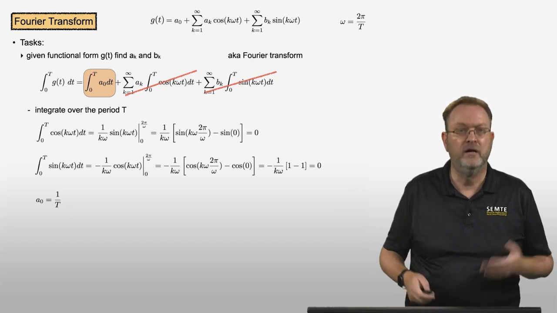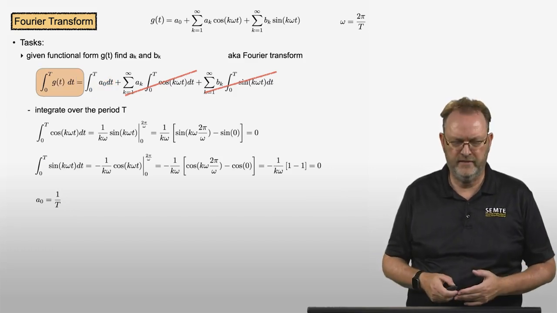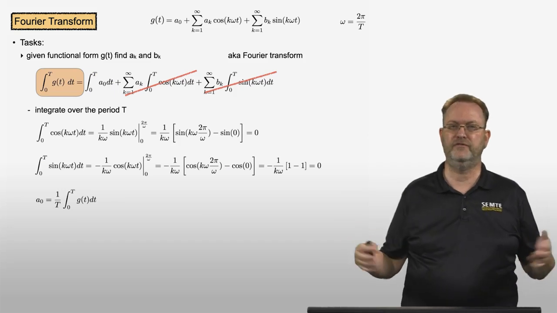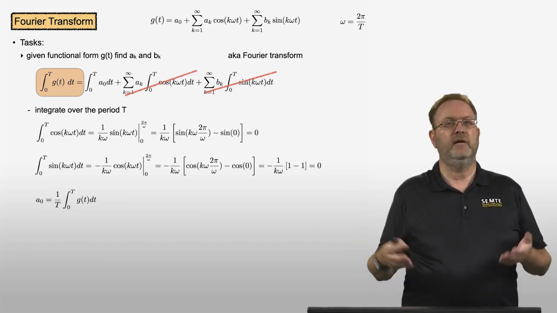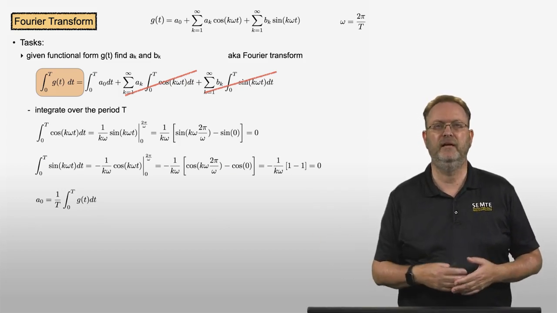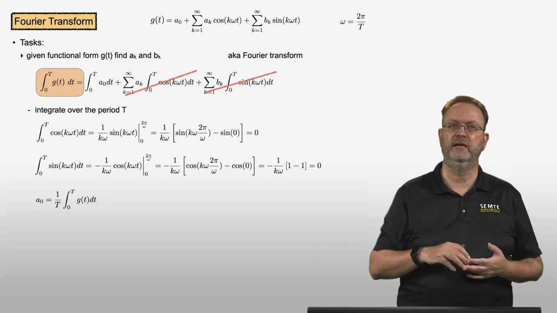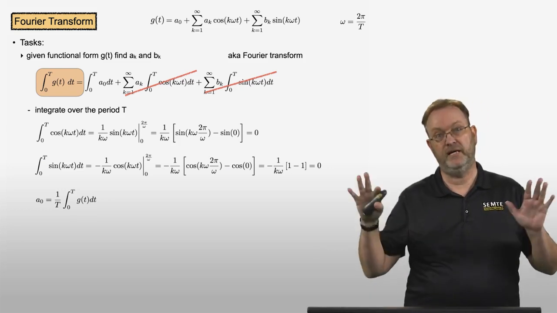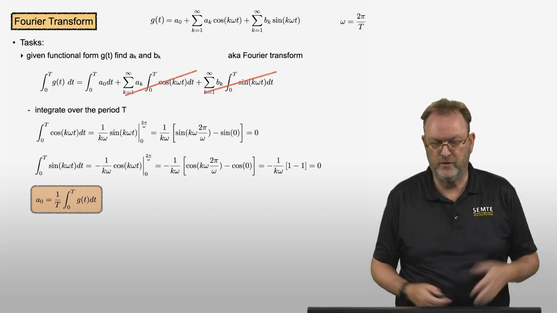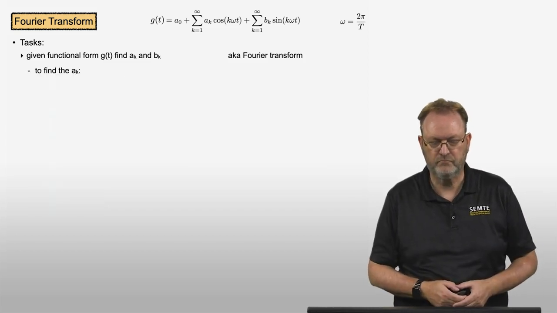So a naught is 1 over the fundamental period times the integral from 0 to T of g of t dt. So if I have a g of t given in some analytical form, if I integrate it from 0 to T and divide by T, the fundamental period, that would be my a naught. Okay, so I found my a naught.